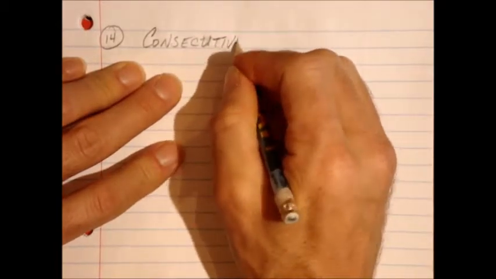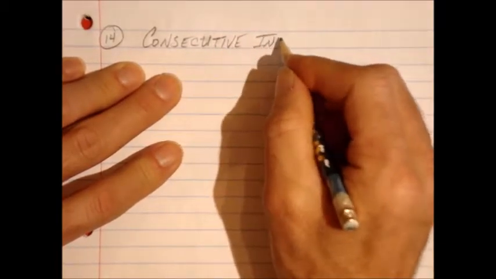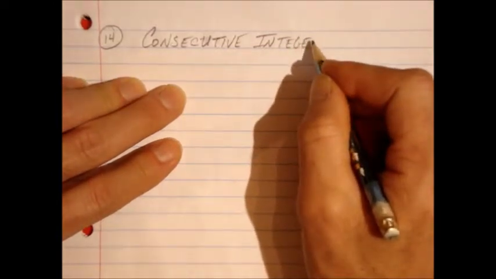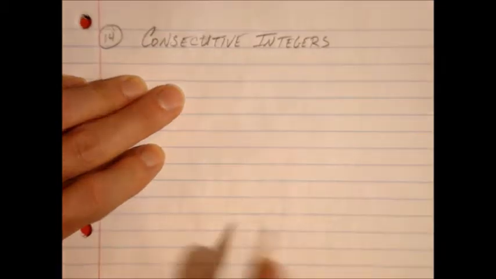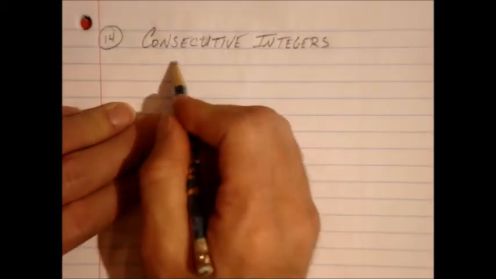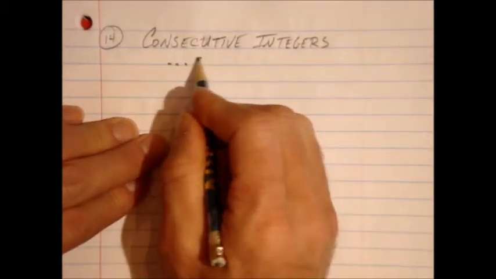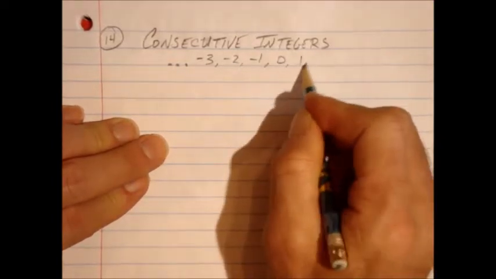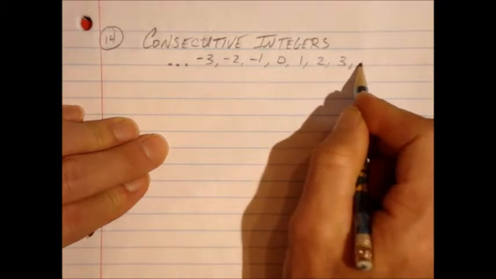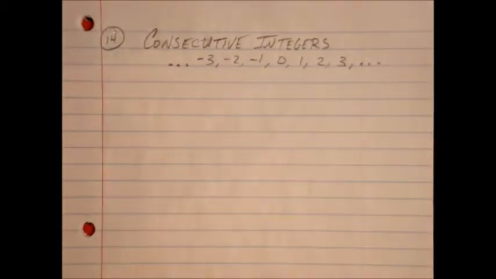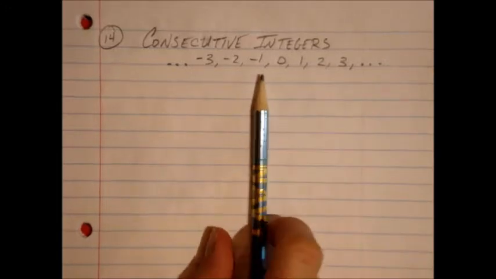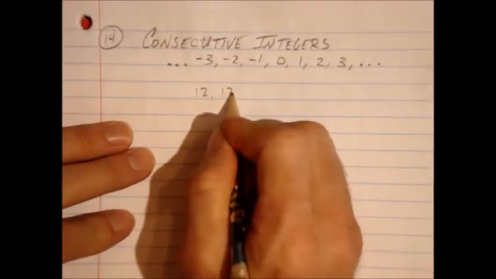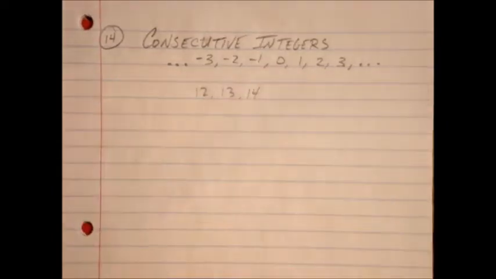Consecutive. Well, fraction, decimal. Would it be a decimal? No. No. The integers, remember the set of integers is just dot, dot, dot, -3, -2, -1, 0, 1, 2, 3. Okay? And this list, these are all consecutive integers. 3, 4, 5. Those are consecutive integers. 12, 13, 14. That is 3 consecutive integers.